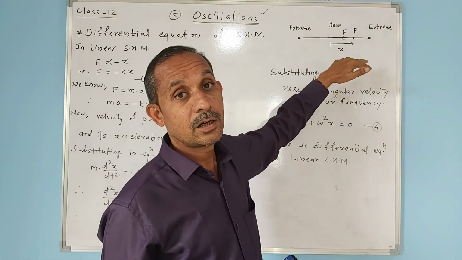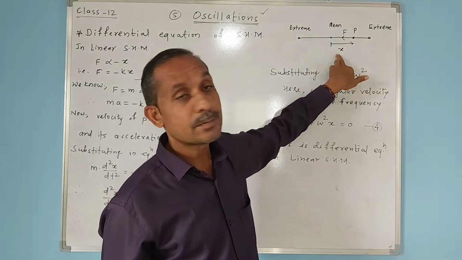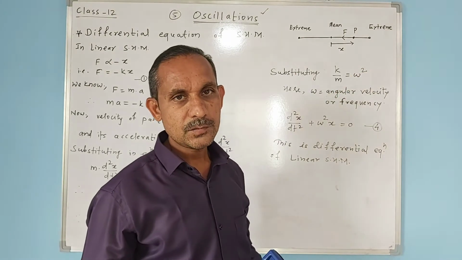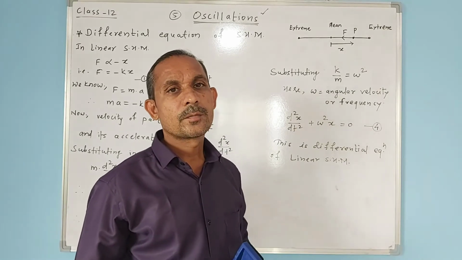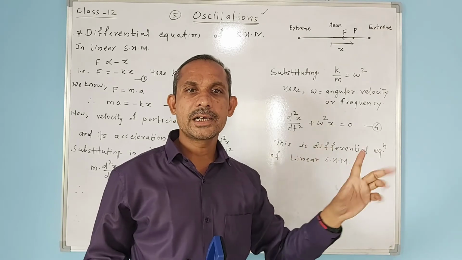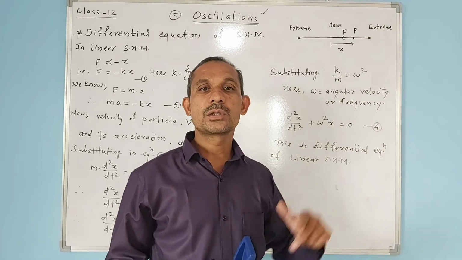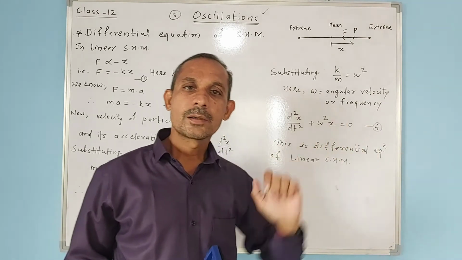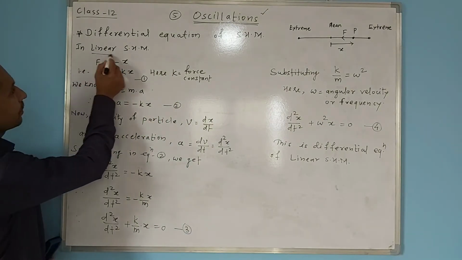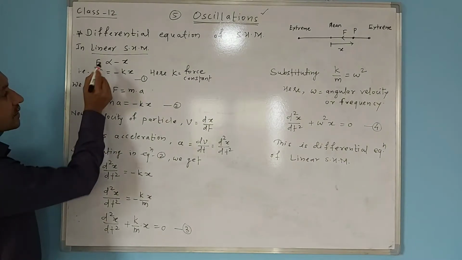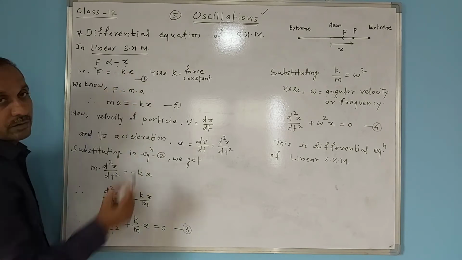This force F is always directly proportional to the displacement of the particle from the mean position. From the definition of linear simple harmonic motion, we know the force is directly proportional to the displacement and always directed opposite to the displacement. That means it is directed towards the mean position. So we can write the equation. Last time we have seen, in linear simple harmonic motion, force is directly proportional to the displacement with opposite direction.